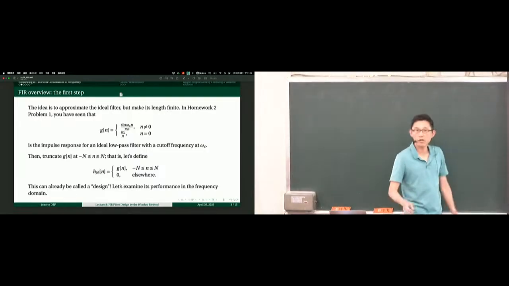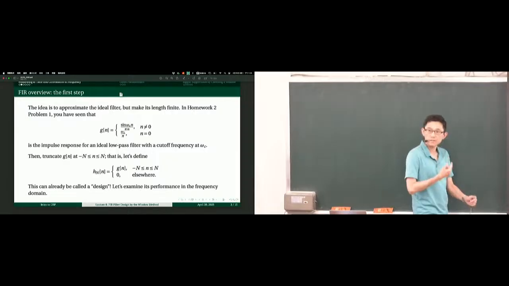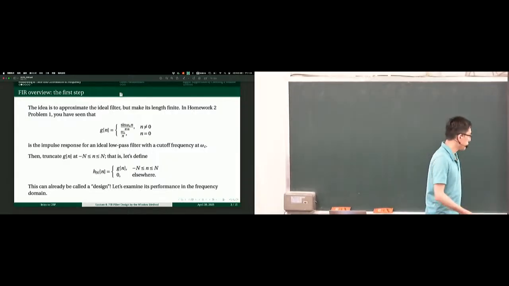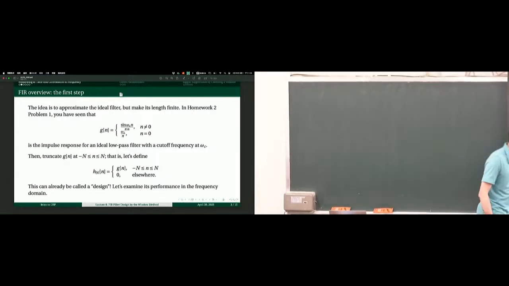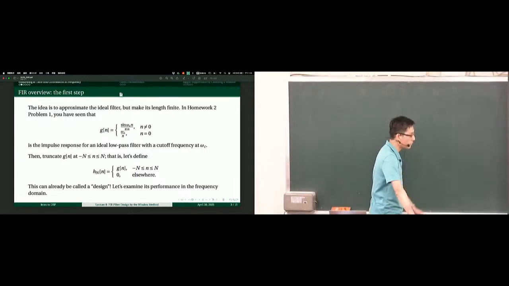We disregard all the other samples outside that region. Keep the inside, discard the outside. Okay, is that clear? Then we call it a filter. This can already be called a design, exclamation mark. I think it's naive, but it's a good design actually.